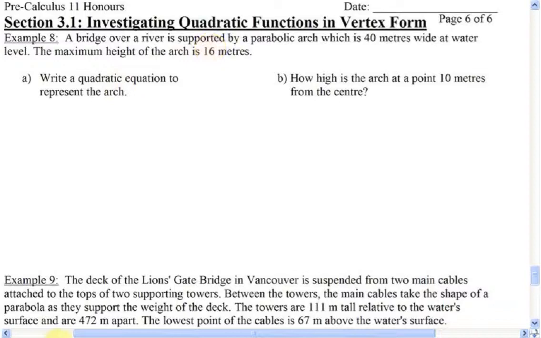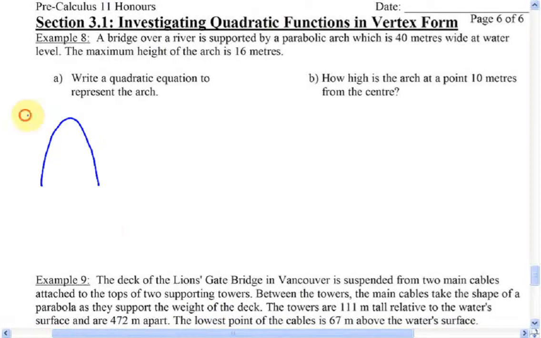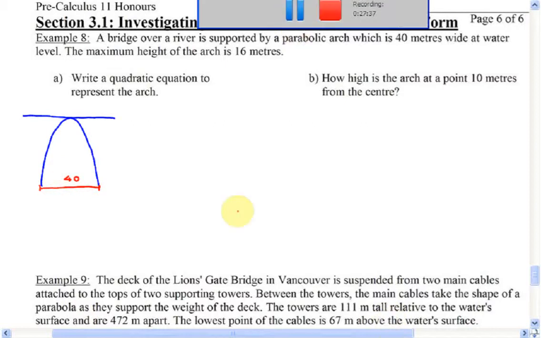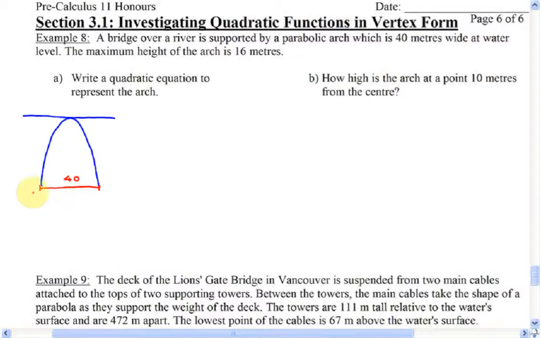So this is the idea. You've got this parabolic arch, and you can draw this in your notes, please. And you've got the bridge up top, right? Here's the bridge up top. And notice it says the parabolic arch is 40 meters wide. So the distance from here to here is 40. Now, once again, it's 40 meters wide at water level. So think about here being water level.